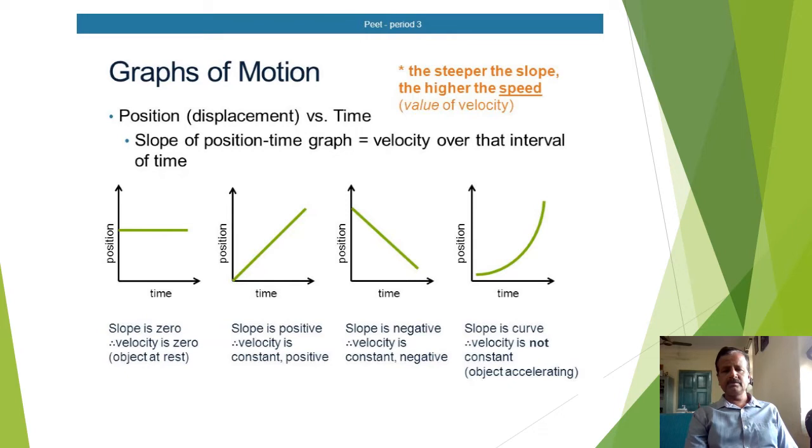The fourth one, the slope is not constant. If you go on calculating for any two intervals of time, shorter and shorter intervals of time, the slope is increasing. The slope is increasing means the velocity is increasing. So whenever there is an increase in velocity in the intervals of time, it represents acceleration.